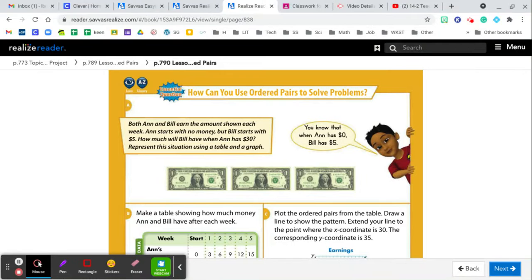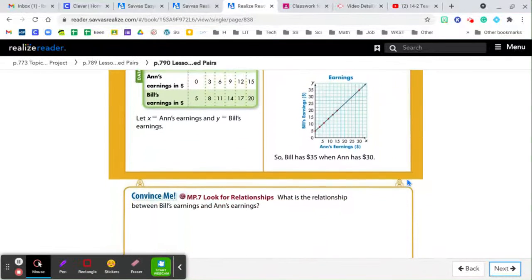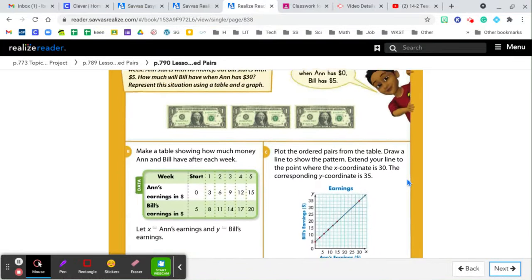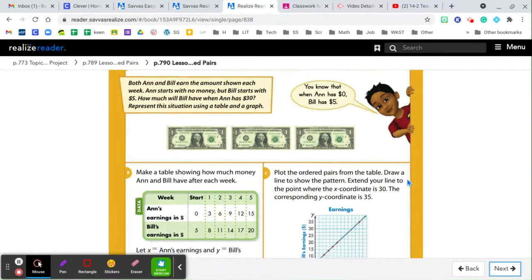Both Ann and Bill earn the amount shown each week. Ann starts with no money. Bill starts with $5. How much will Bill have when Ann has $30? So on this graph, we're going to compare Bill and Ann's earnings, and we make a table. One starts with 0. It's important to know what you're starting with. And one is starting with 5. So when Ann has 0, Bill has 5.